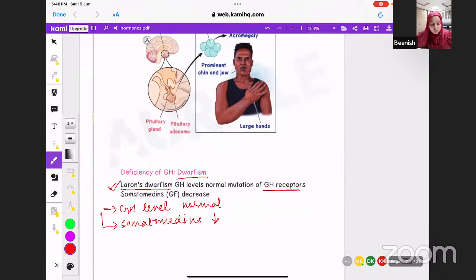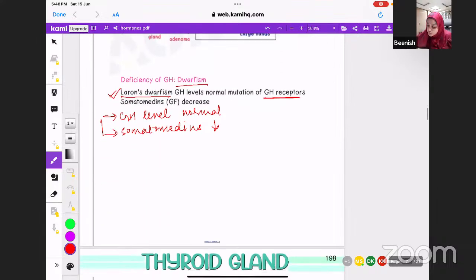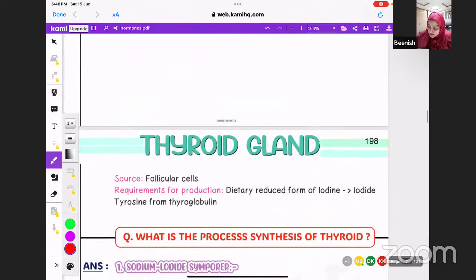Now there is Laron's dwarfism. The catch point here is that although the growth hormone level is normal here, what is defective here? There is a mutation in growth hormone receptors, okay? Which leads to dwarfism. So with this, we come to the end of the pituitary gland.